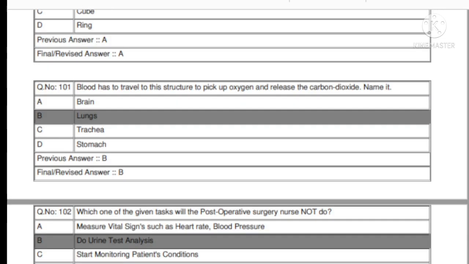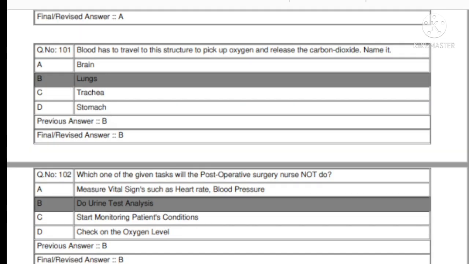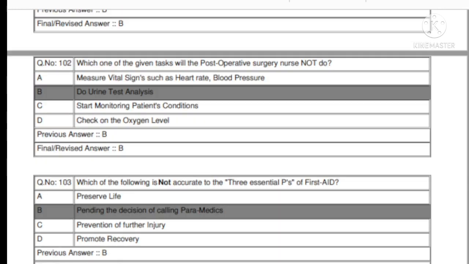Next question, question number 101. Blood has to travel to its structure to pick up oxygen and release the carbon dioxide. Name it. Simply we know that exchange of gases takes place in lungs. So B is its answer, not brain, not trachea, not stomach.